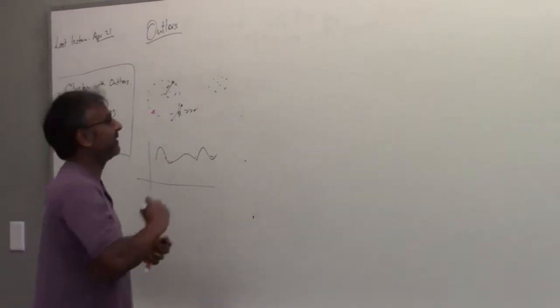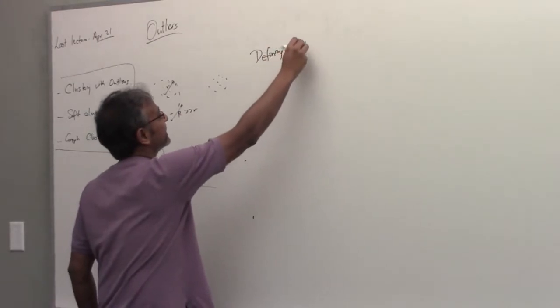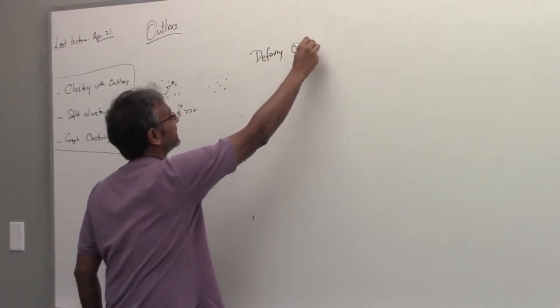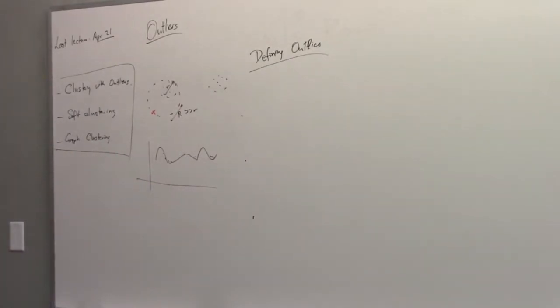So what do you think? Defining outliers. What do you think we should do? How would we define an outlier for a data set?